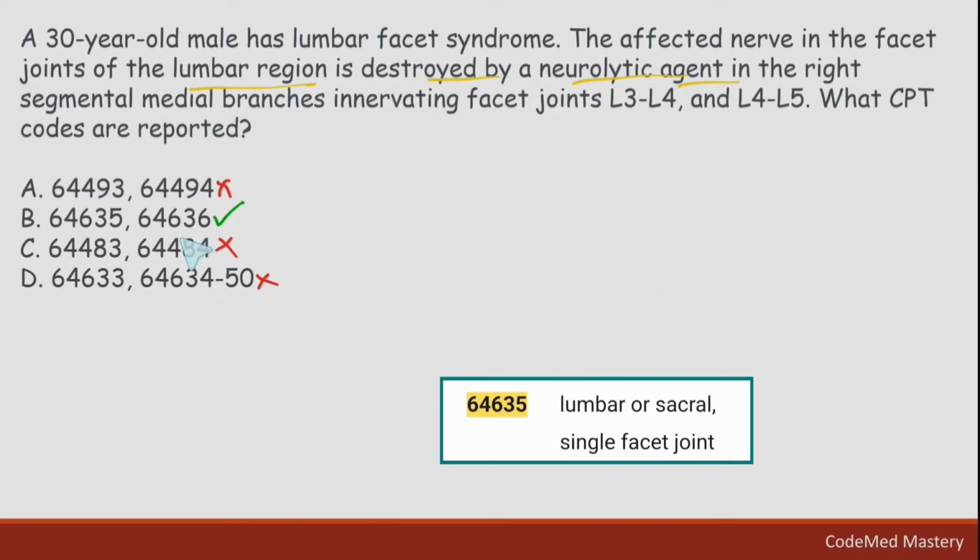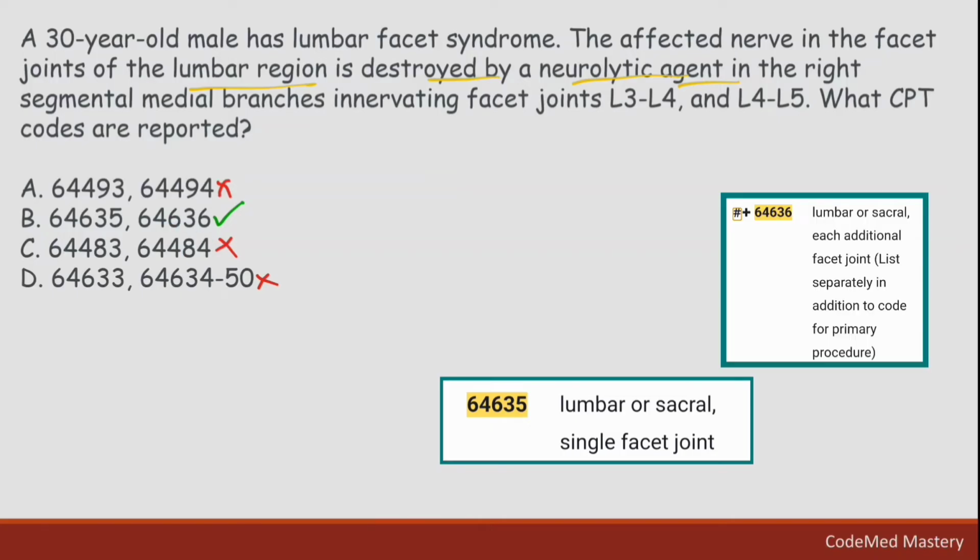In option B, the second code is 64636. That is for lumbar or sacral, each additional facet joint. So here you can see in the question they have mentioned facet joints L3 to L4, L4 to L5. So there are two facet joints, right? So the first facet joint is coded by 64635 and for the second facet joint we are using the code 64636. Therefore, the right answer will be option B. Let us move on to the next question.